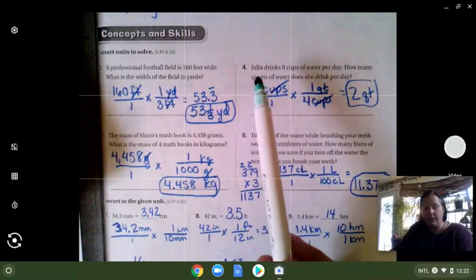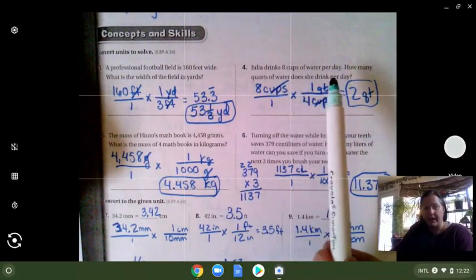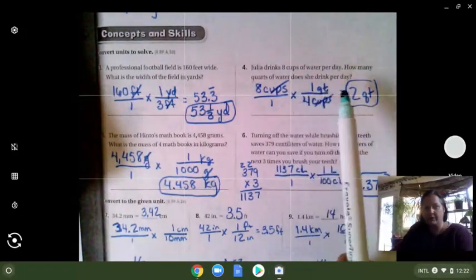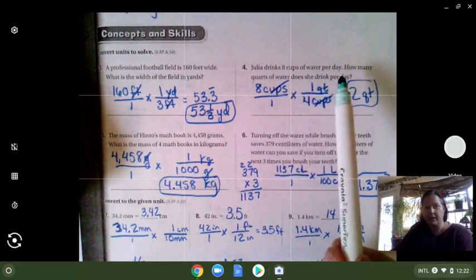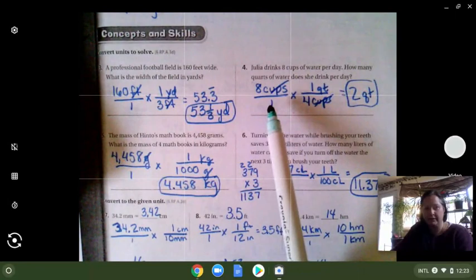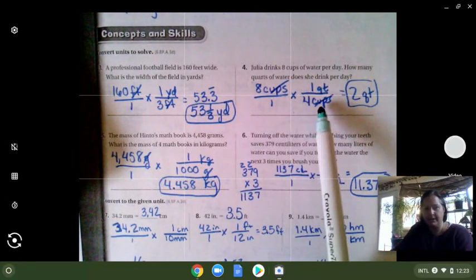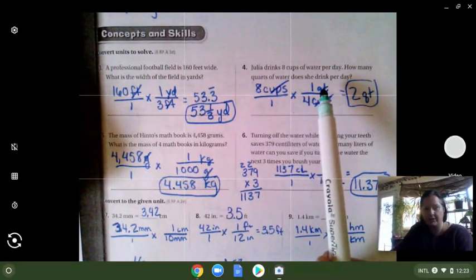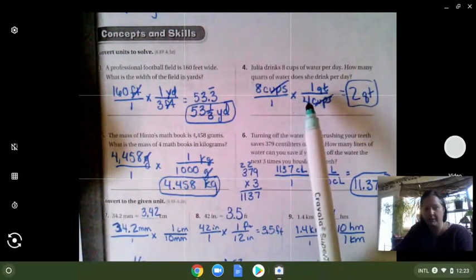All right, number 4, Julia drank 8 cups of water per day. How many quarts of water did she drink per day? So she had 8 cups of water per day. 8 cups over 1. We need to get cups on the bottom, and quarts is what we're trying to find out. Cups to quarts. There's 4 cups in 1 quart.